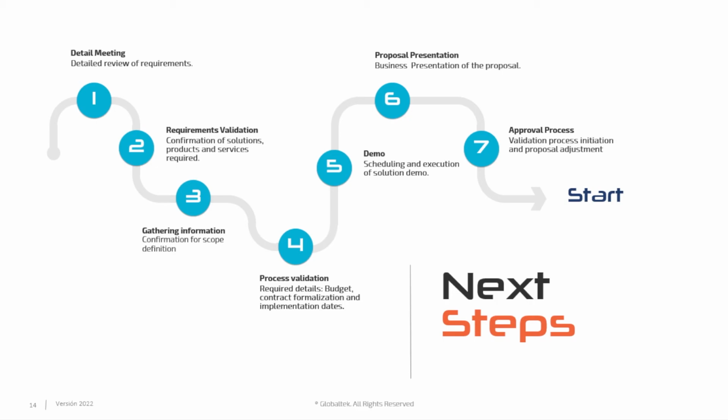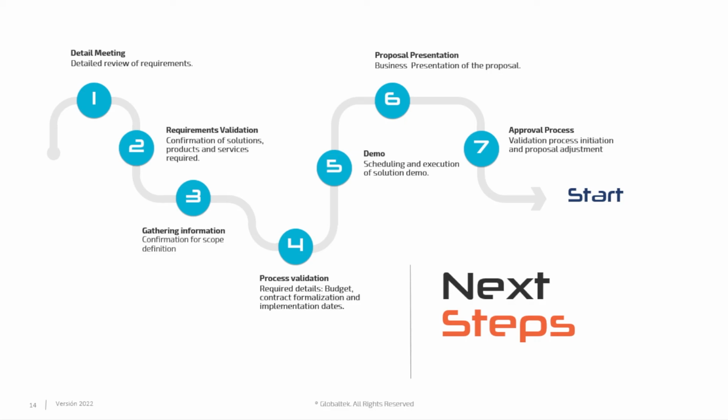The fourth step is we're going to perform the validation of the processes. We're going to define different details like budget, contract, and date of implementation. The fifth step is to perform a demo. We will schedule and execute a demo of the solution that we have created and planned. The sixth step is a proposal presentation, which comprises a formal business presentation of the proposal that we have designed and hopefully deployed.